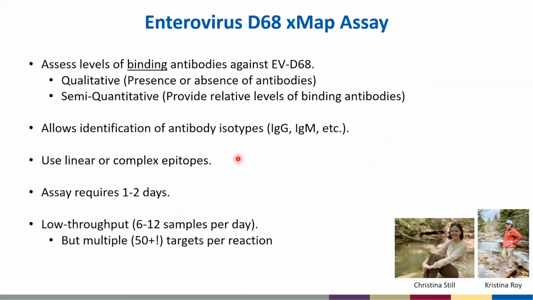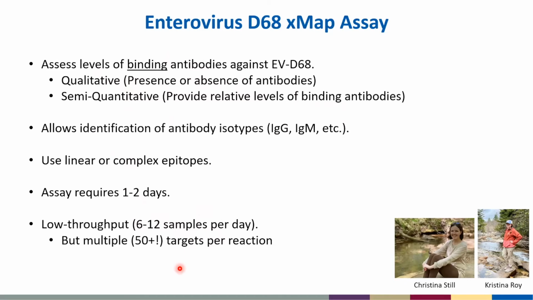Similar to the ELISA assay, we're looking at binding antibodies, and it's still a qualitative and semi-quantitative assay that we can use to detect IgM and IgG antibodies. We're going to focus in this case on linear antibodies. We can use peptides to coat our beads. The assay is still relatively quick, and even though the throughput is pretty low, one of the huge perks of this assay is that you can look at multiple targets. You can look at 50 plus different peptide sequences, for example.